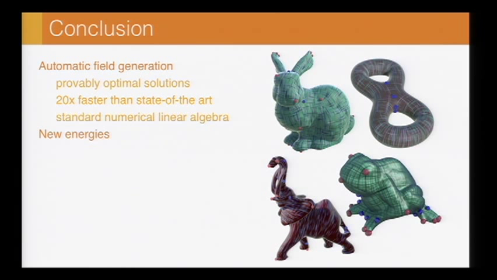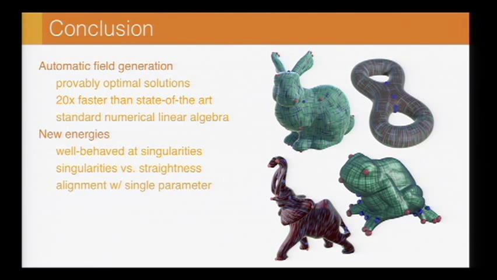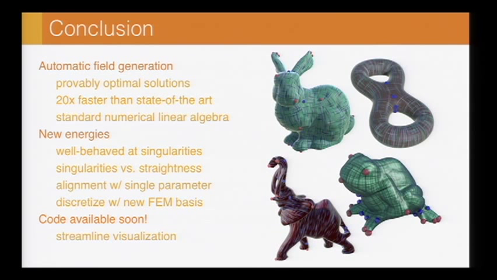From a theoretical side, we introduced some new energies that are well behaved at singularities. We can trade off between the straightness of the field and the number of singularities, and we can align with principal curvatures, adjusting that with just a single parameter. We also introduced a new finite element basis, which may be useful in the future for other problems involving direction fields on surfaces.